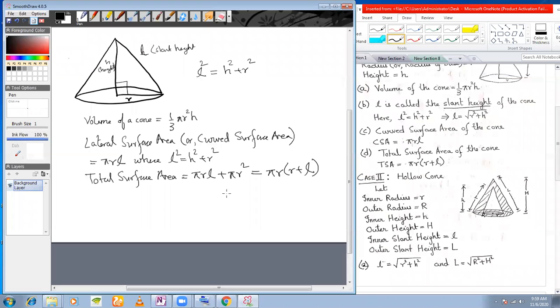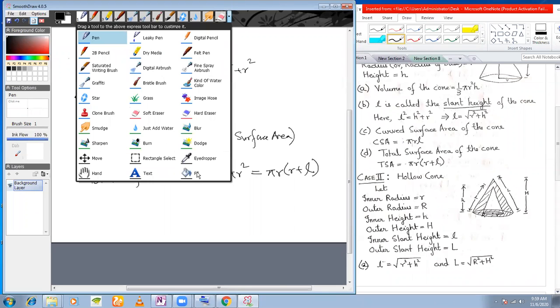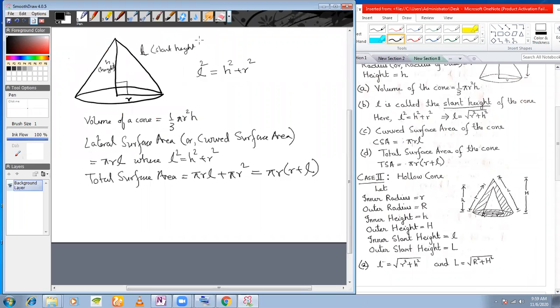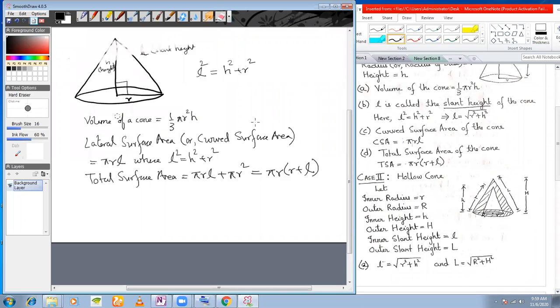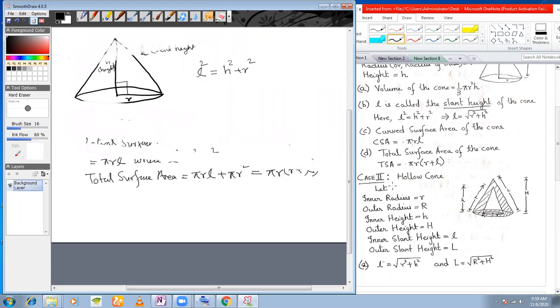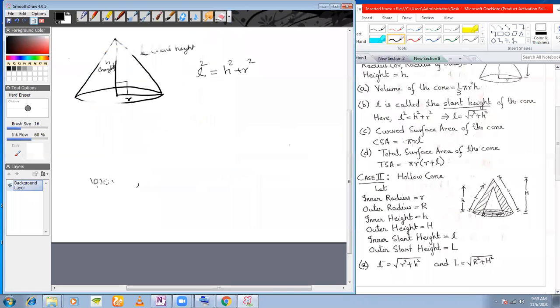As far as hollow cone is concerned, the case 2, you can omit this case 2. If you understand case 2, it's fine. Otherwise you can omit case 2 also, because hollow cone questions you normally don't get. Let us move on to some of the problems related to cones. Hollow cone is also very similar to your hollow cylinders, so no problem with that, I think.